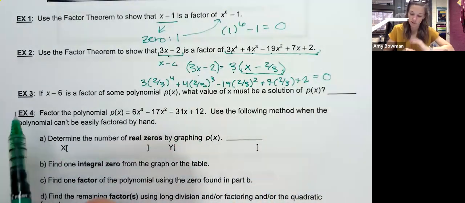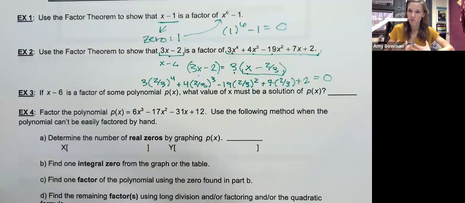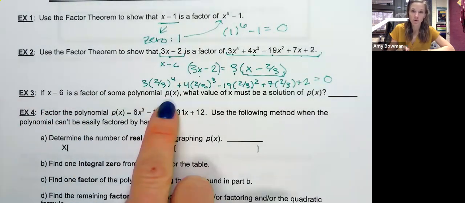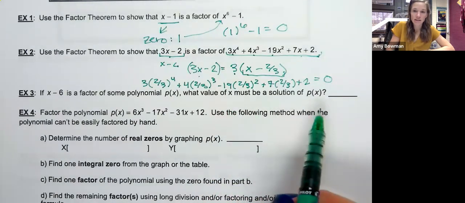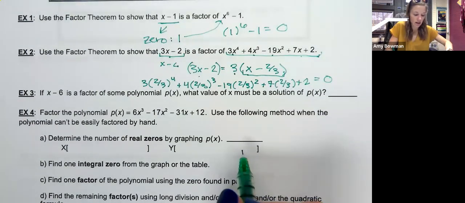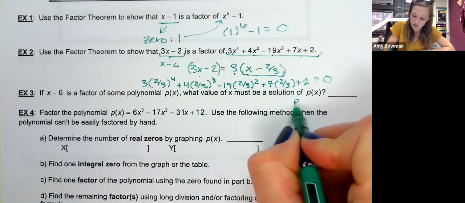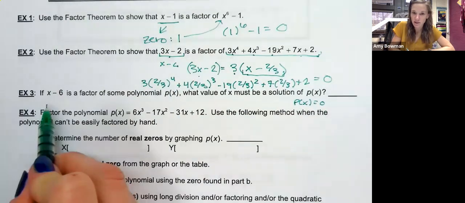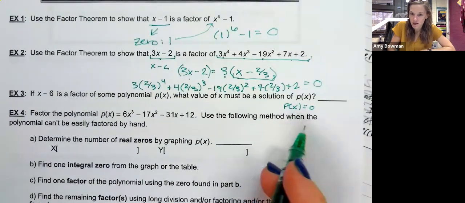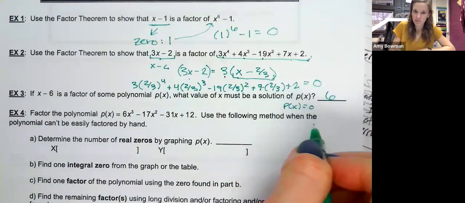Okay, so again, this all seems like kind of straightforward stuff that we've already talked about before, but it's just reiterating the relationship between a factor and a 0, or a polynomial's 0 and its factor. So if x minus 6 is a factor of some polynomial p of x, what x value is a solution of p of x? Really this should say, is a solution of p of x equals 0. Basically, if x minus 6 is a factor, what x value is going to make p of x equal 0? And that would be the 0 of 6.